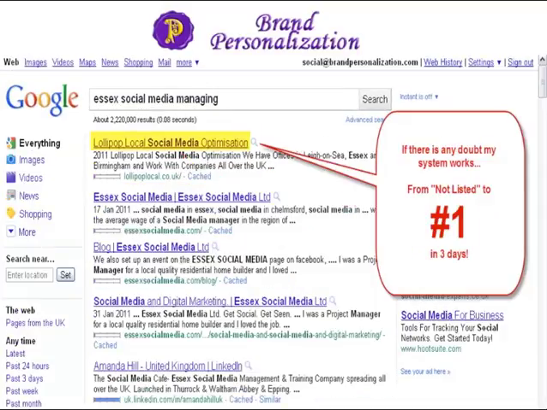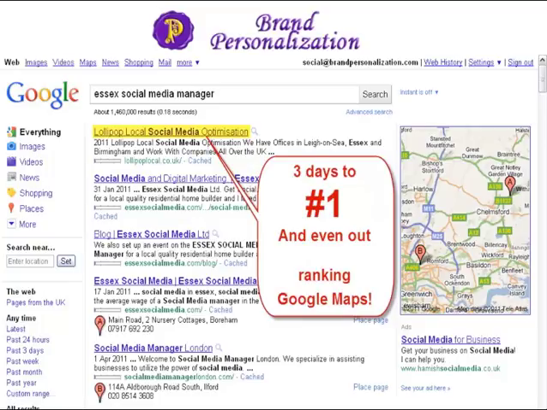As you know, social media managing, again, number 1. And then let's see what happens with the maps. What do you know? She's on top again in 3 days. So most people would say that that's impossible, but it all depends on the linking network and the power behind it. So just want to get into a little bit.